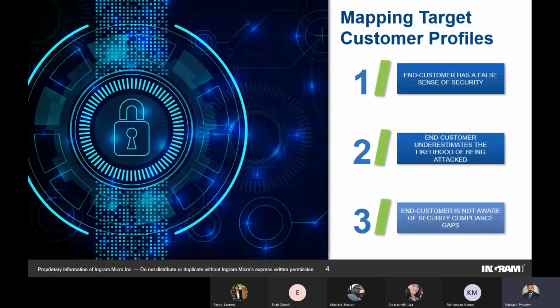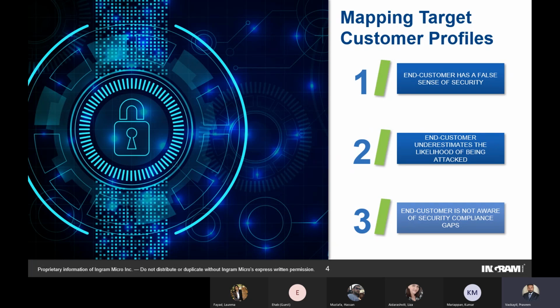Now, when we do this, it's not easy. When we approach the customer, we don't always find the sales cycle very straightforward or simple. And I'm sure you can relate to this. Customers need to be convinced of the need to invest in cybersecurity. Very often, we come across three top responses when we try to talk about cybersecurity to a customer.